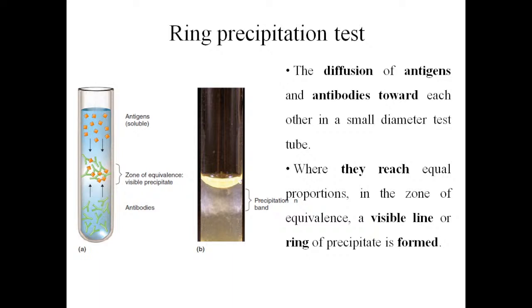The first variant here is the ring precipitation test. It is very easy to understand. We should take a tube, add serum of the patient with antitoxic antibodies, and then add soluble antigen, it is toxin or any protein. When they react to each other, we can see precipitate. It is a white ring, a visible line.